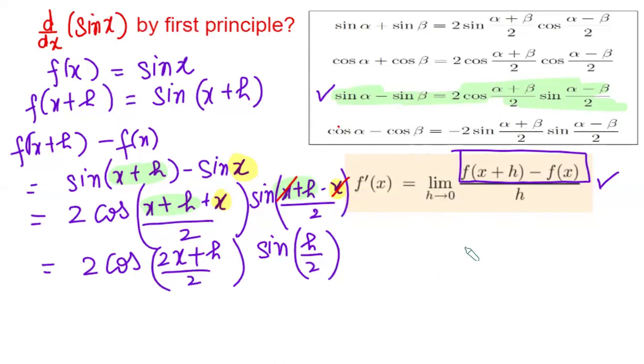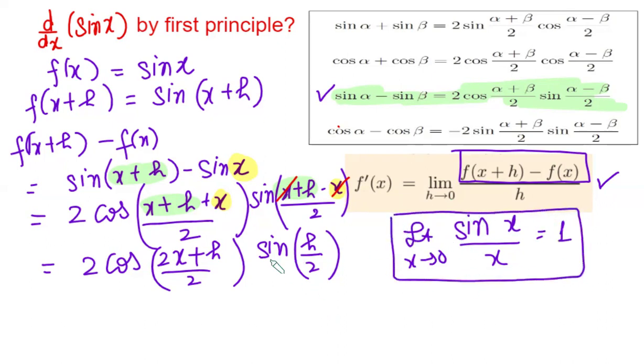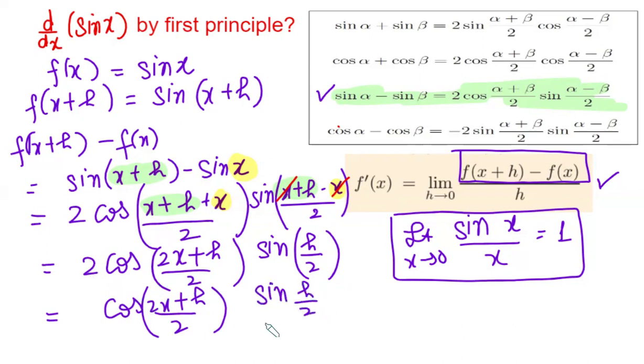Okay, to simplify this, we have another identity. It is sine x over x. If x approaches to 0, it is equal to 1, right? So this identity will be used here. First of all, we'll need to make h over 2 in the denominator of this sine h over 2. Clear? So to do this, I'm going to write this cos of 2x plus h over 2 as it is. And this 2 becomes the denominator of this, and it can be written as 1 over 2. So we are left with sine h over 2 over 1 by 2, right? Still we need h here.